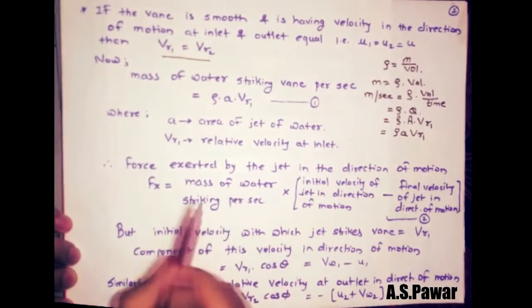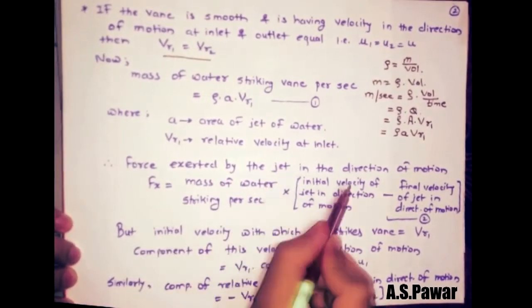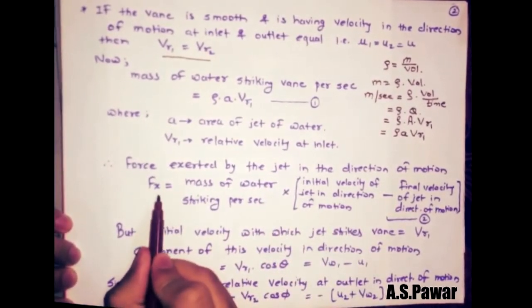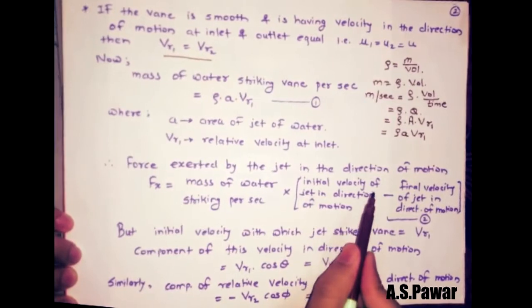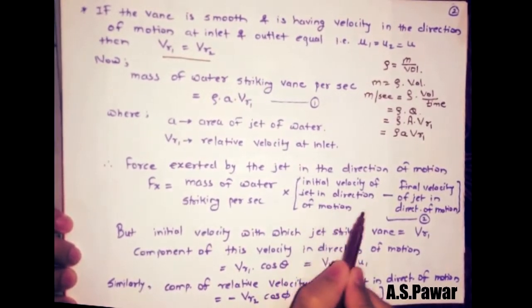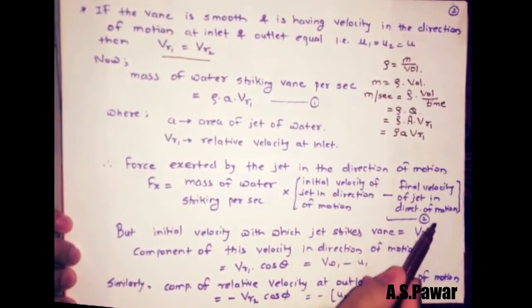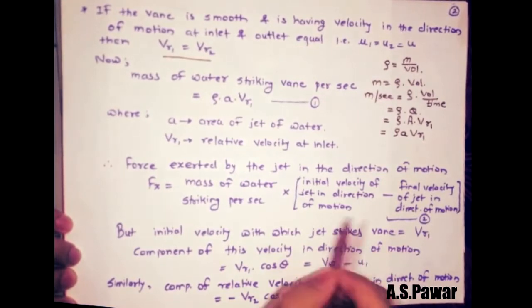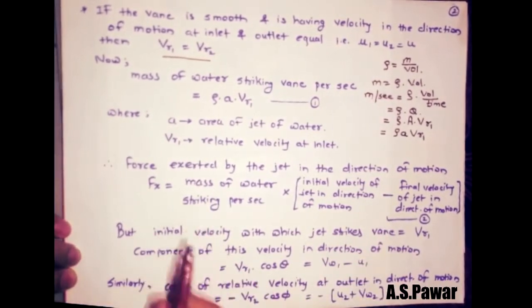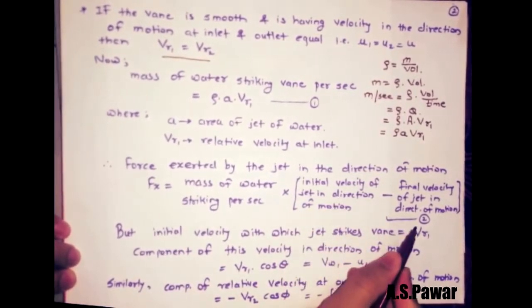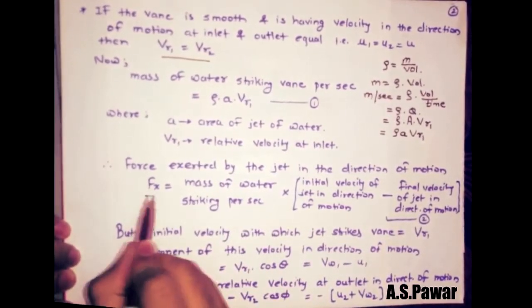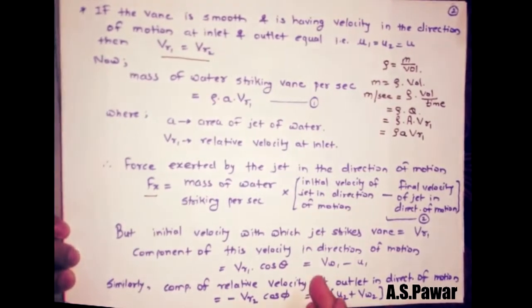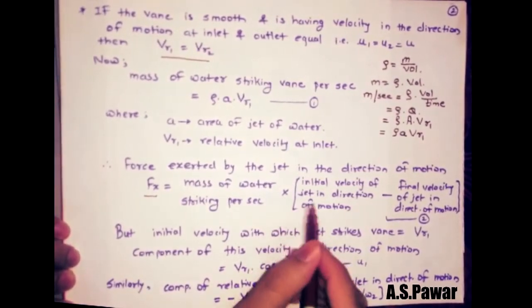Next is the force exerted by the jet in the direction of motion, which we denote by Fx. It is the mass of water striking per second into the initial velocity of the jet in the direction of motion minus the final velocity of the jet in the direction of motion. We'll consider this as equation 2. For finding the force in this direction, we'll find the things which we require to put in this equation.